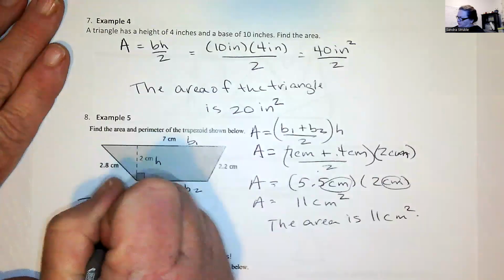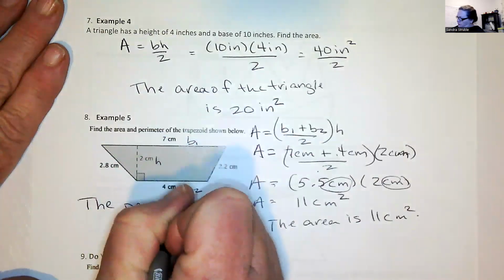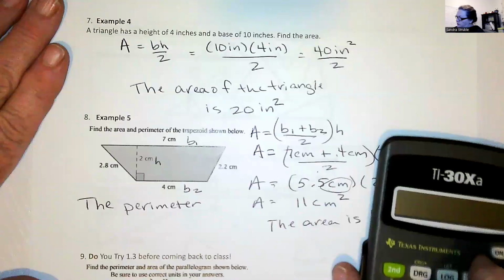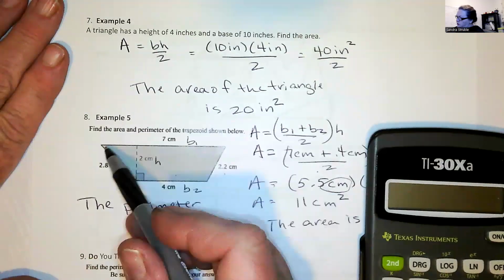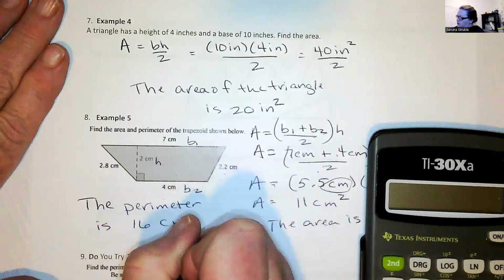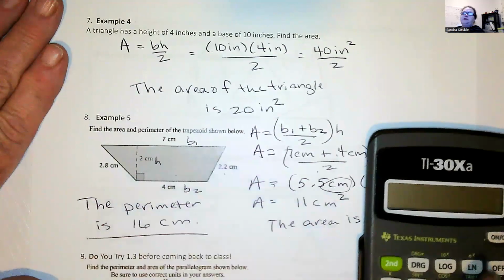The perimeter, since we have all the sides, we can just add them up. 7, 8, 9, 10, 11, 12, 13, 14, 15, 16 is 16 centimeters. You just add up all 4 of the sides.